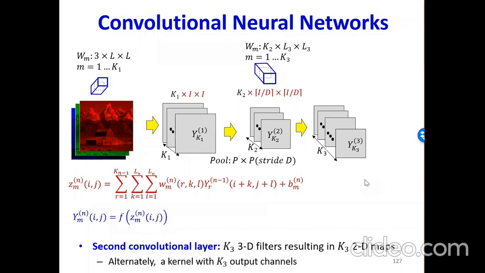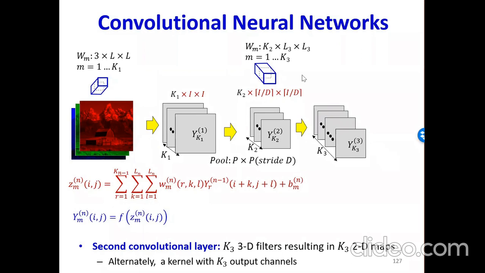Following this pooling layer, you'll have a second convolution layer, which is going to have a different set of maybe K3 filters. Each filter is going to have some face size L3 cross L3. The convolution with these K3 filters is going to produce K3 output channels. The face is L3 cross L3, but the depth is going to be K2. So each filter is going to be K2 cross L3 cross L3. Right? That's the size of this filter. And each filter is going to produce one map, so one channel. So if you have K3 of these filters, you're going to get K3 output channels for this layer.